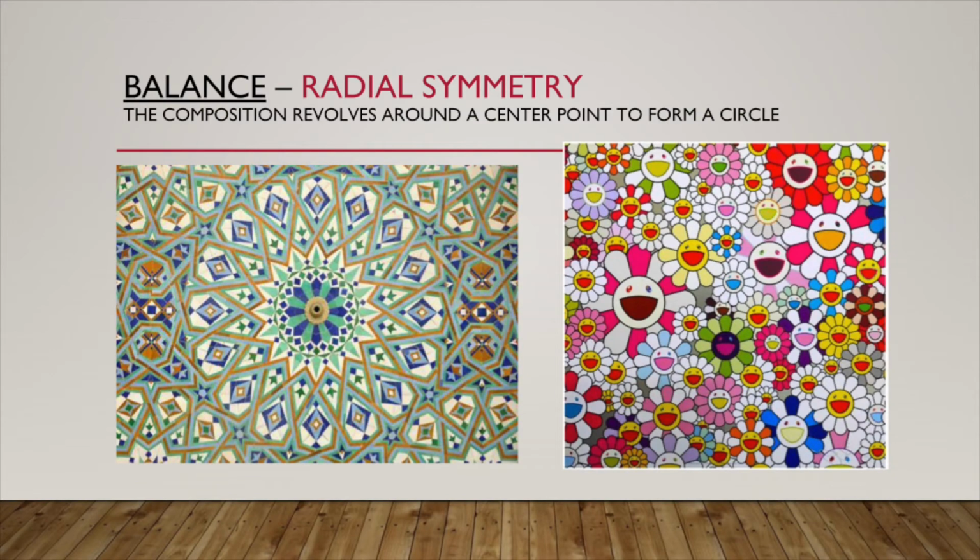The next vocabulary word is radial symmetry. Radial symmetry is when we have these same patterns repeating all throughout a circle. So we have a central point in each of these. Now we see the one on the left is a design of all these geometric shapes that are happening again and again and again all throughout a circle.